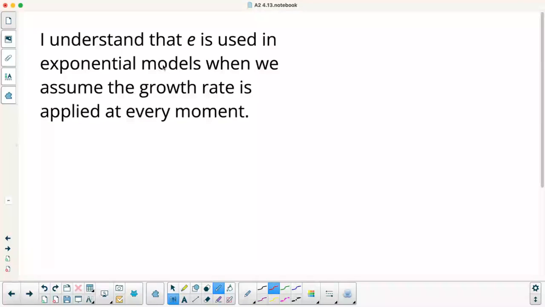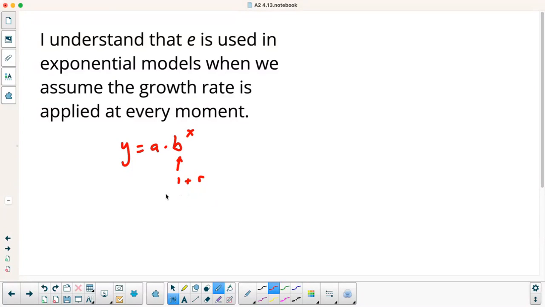All right, so our goal today is I understand that e is used in exponential models when we assume the growth rate is applied at every moment. So we've learned that an exponential function is y equals a times b to the x. a is your initial value, b is your growth factor, x is usually time, y is your final amount, okay? So b, remember, b is really 1 plus your growth rate.